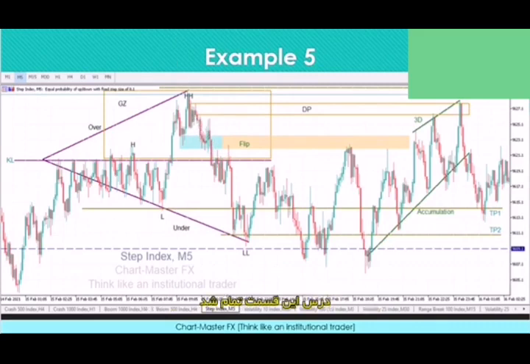So guys, that's it for our lesson. I hope you have picked 1 or 2 in this setup. My advice to you is that you need to go on the charts and locate these setups. Once you locate these setups, I can assure you that it's going to be easy for you to understand this setup.